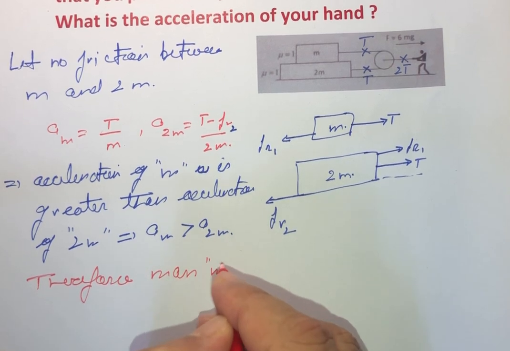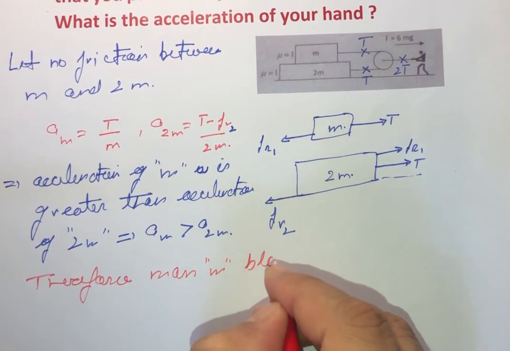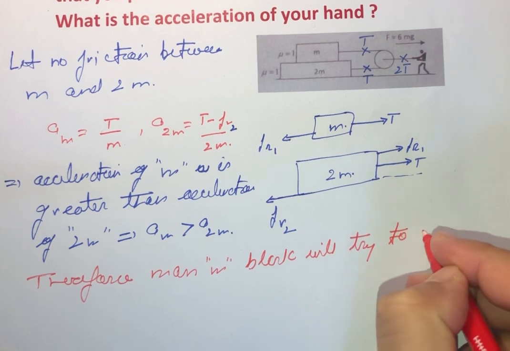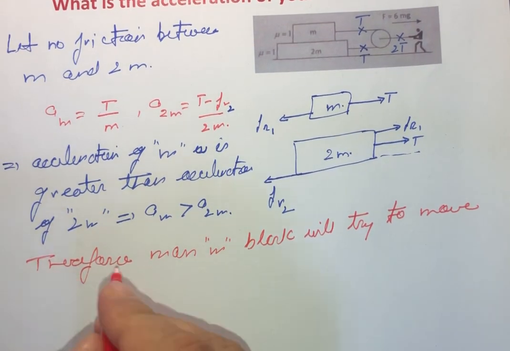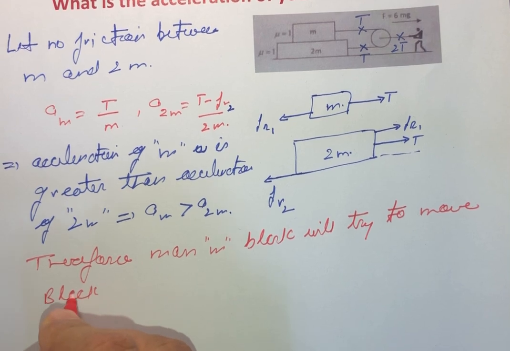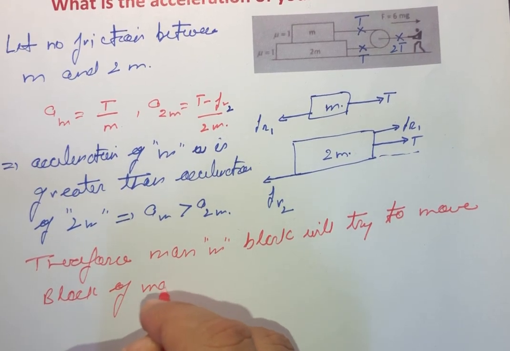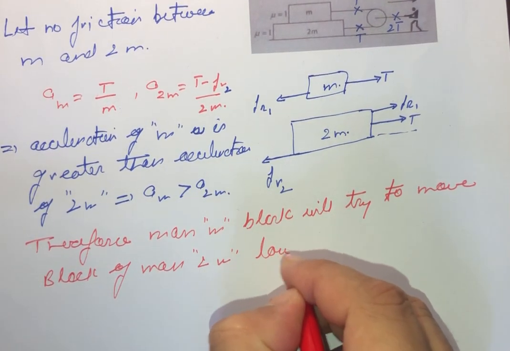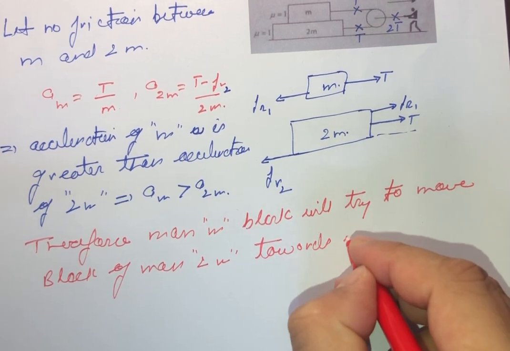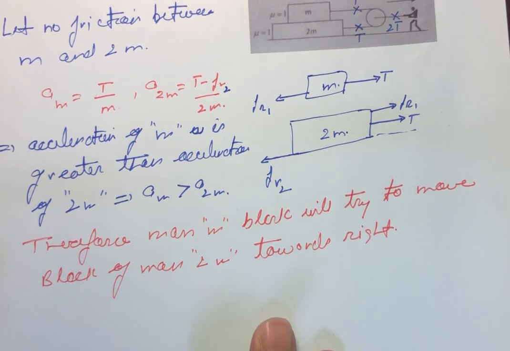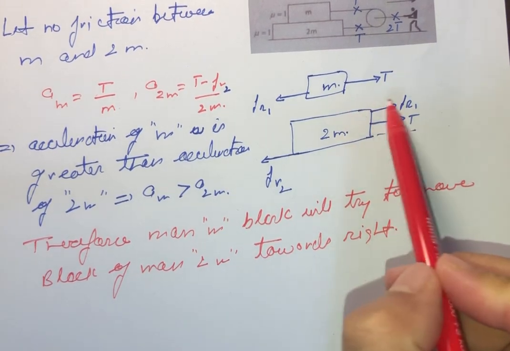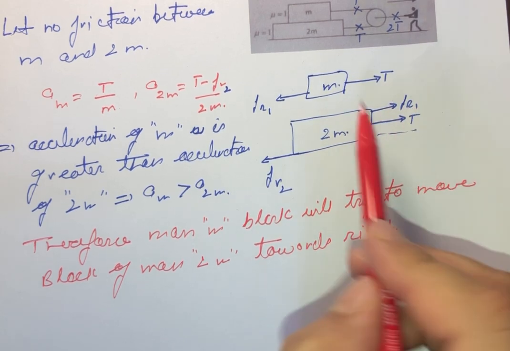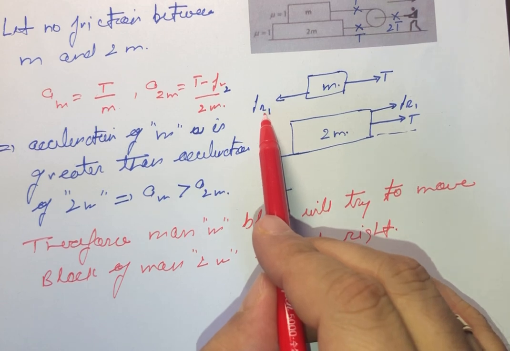The block of mass m will try to move the block of mass 2m towards the right. Thus, we can say that this mass m will apply a frictional force, which we assumed as FR1, towards the right, and equal and opposite will be acting FR1.